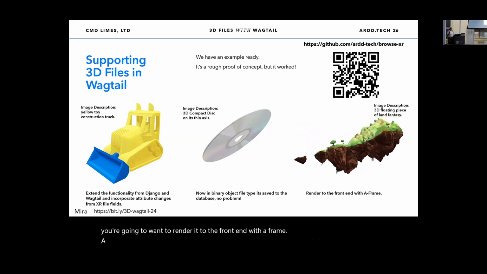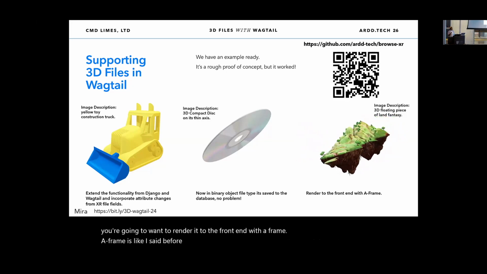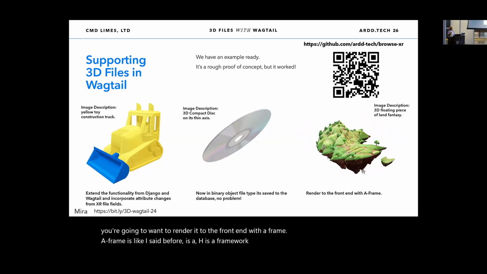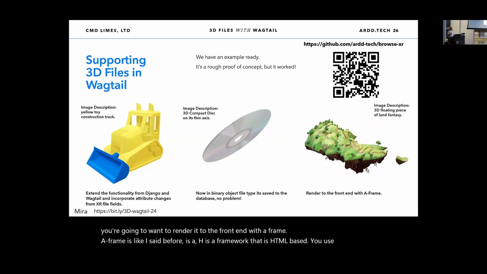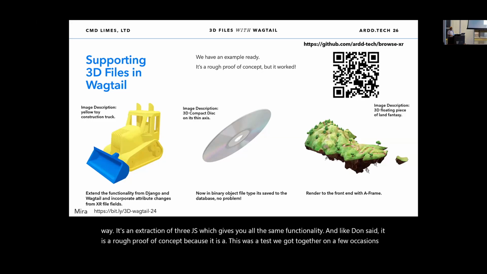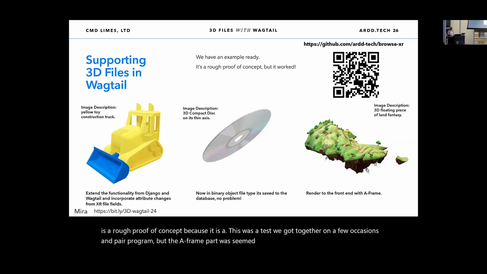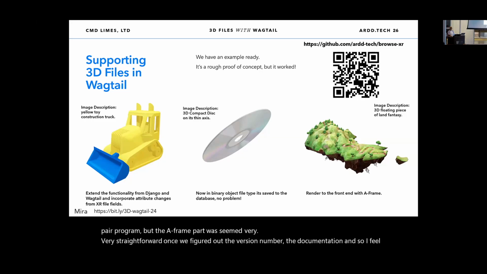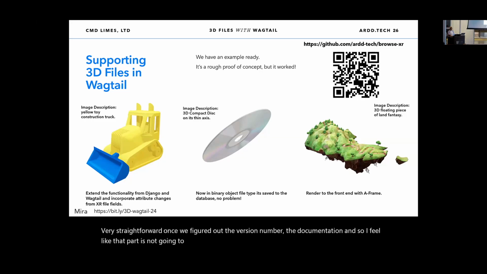A-frame is, like I said before, a framework that is HTML based. You use tags in the same way. It's an abstraction of Three.js, which gives you all the same functionality. And like Dawn said, it is a rough proof of concept because this was a task we got together on a few occasions and pair programmed. But the A-frame part seemed very straightforward once we figured out the version number and the documentation. And so I feel like that part is not going to be changed very much.